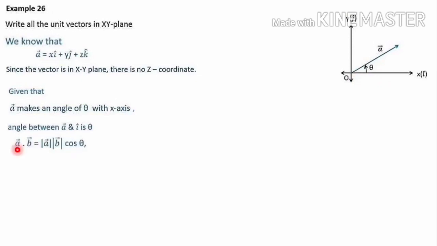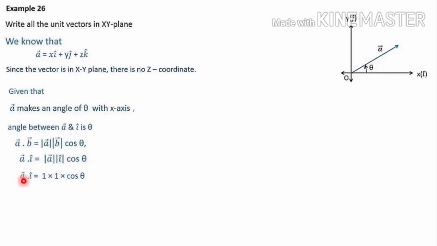By using the dot product formula, vector A dot vector B is equal to modulus of vector A into modulus of vector B cos theta. Let's substitute. Vector A is vector A only. Second vector we have taken as i cap. So A dot i cap is equal to modulus of vector A into modulus of i cap into cos theta. Here vector A and i cap both are unit vectors. That is, A dot i cap is equal to modulus of A is 1, modulus of i cap is also 1, into cos theta.